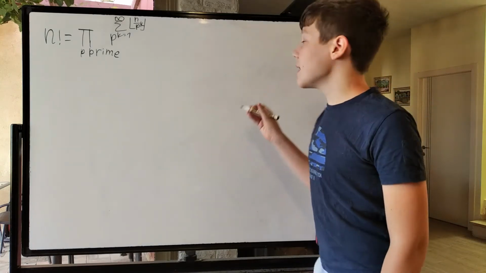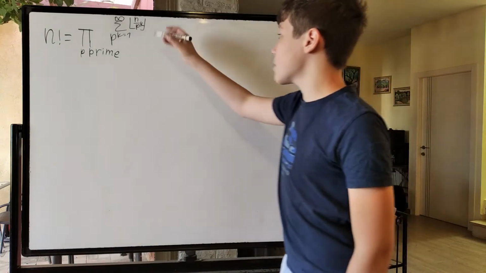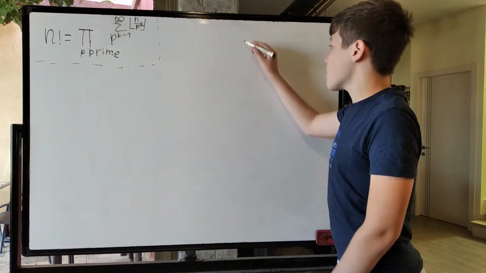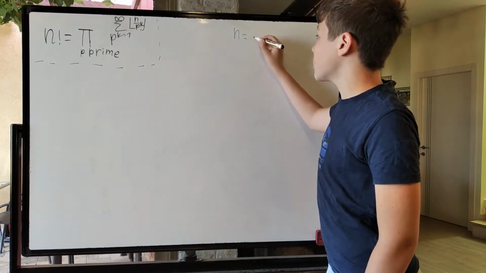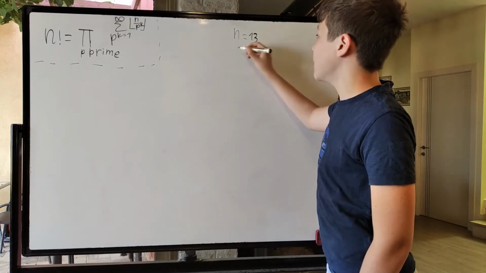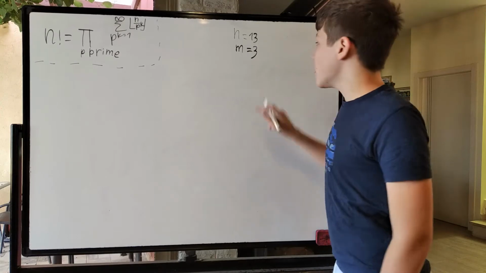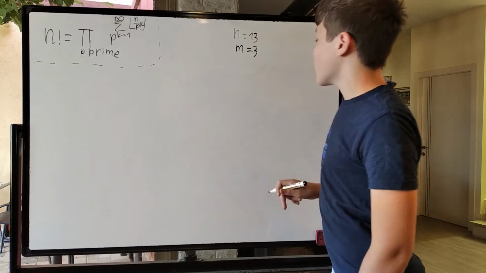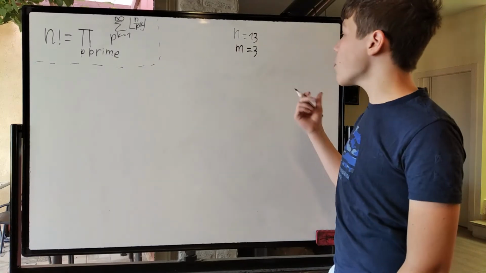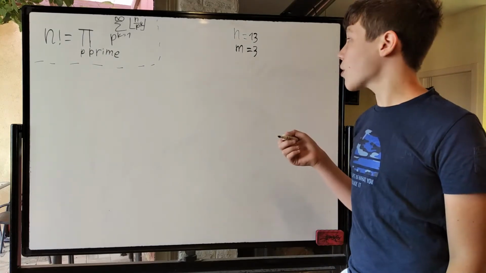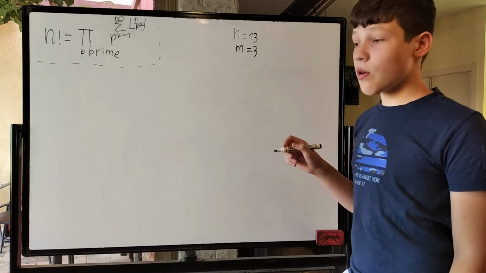So what I mean by that is, let's ignore this formula for a second. If we have, for example, say n is equal to 13 and m is equal to 3, then we'll have a formula that will be able to quickly tell us that the answer here is 4. Why is the answer here 4?